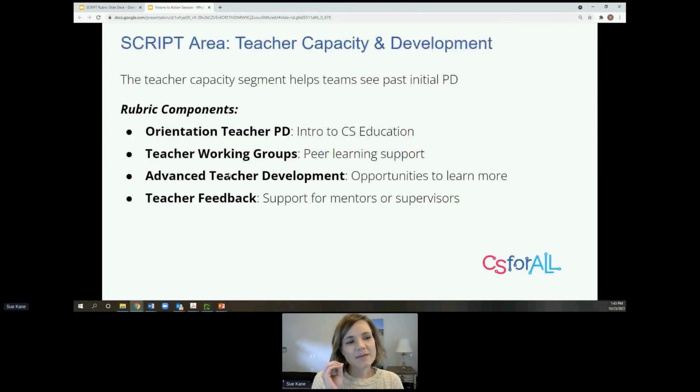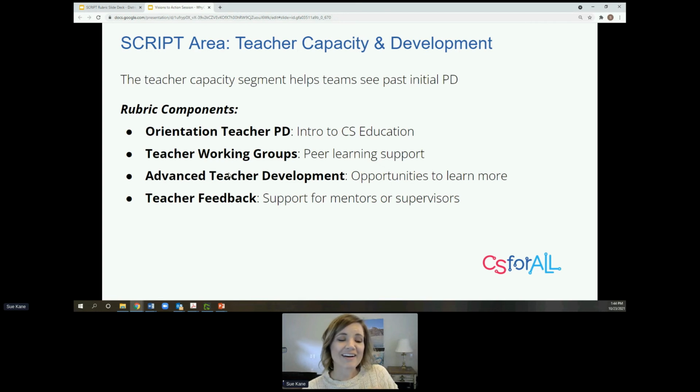And then it's going to take them into rubric criteria that say things like, as a team, your district is going to make an assessment of where we are for orientation teacher PD, right? Like your very first, I've never thought about teaching CS education. Where do we have that? Maybe I have 75 elementary educators in my district. Have I offered an intro to CS education for elementary educators yet? And that might be assessed on that first line of the rubric.